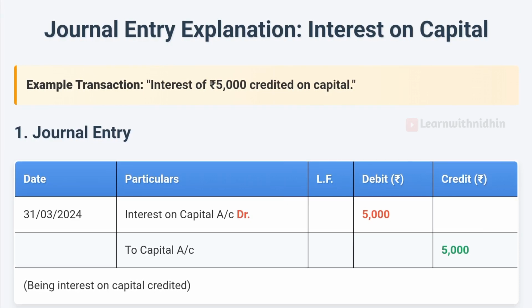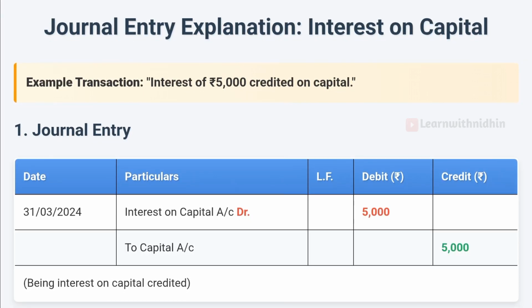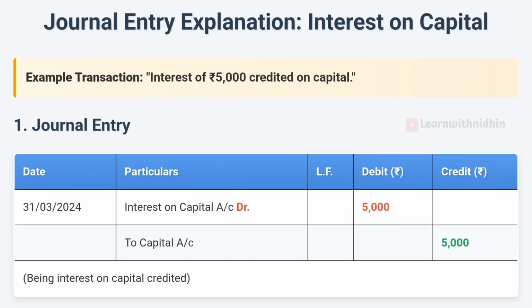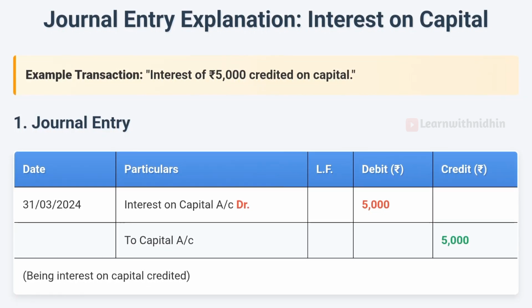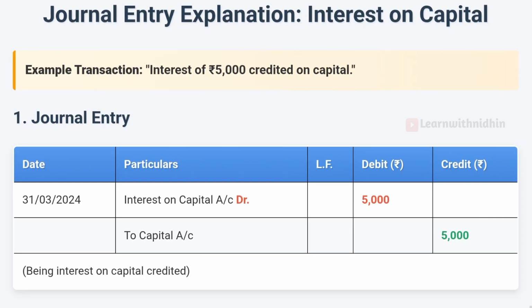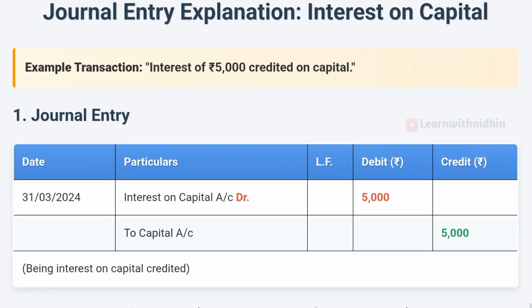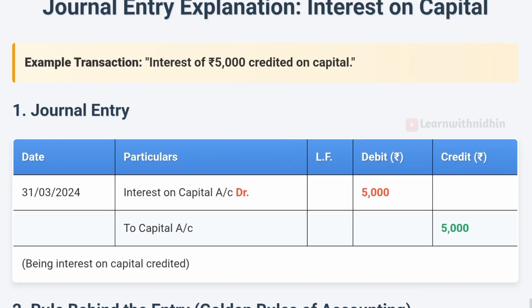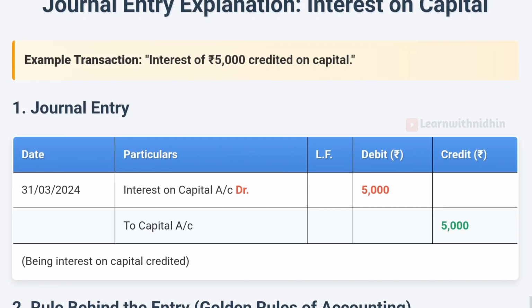Today, we're going to learn about an important accounting concept, interest on capital. Let's break it down step by step and see how it affects financial statements. Example: Transaction. Imagine a business credits 5,000 rupees as interest on the owner's capital. What does this mean? Let's find out.